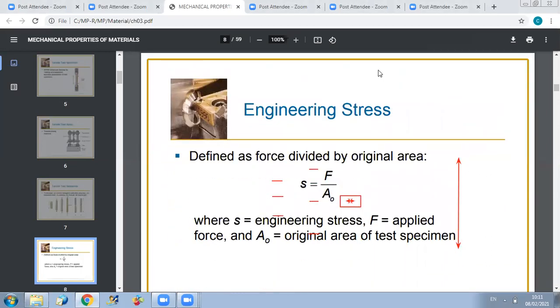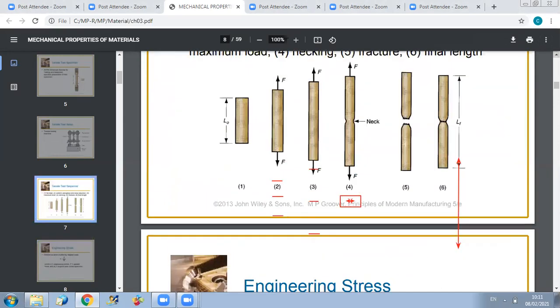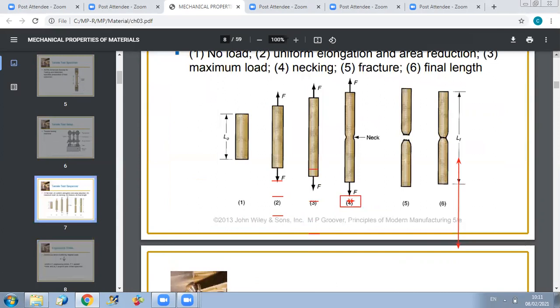Now, doctor, does necking occur in the middle of the specimen, or can it be anywhere? In general it happens in the middle, but yes, it can be anywhere. You know why? Because it depends. Sometimes you have a zone that is weaker than the other.